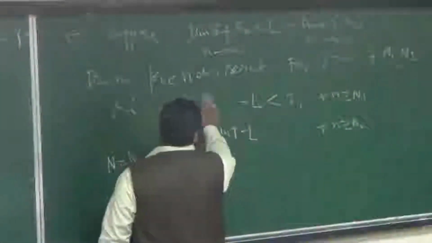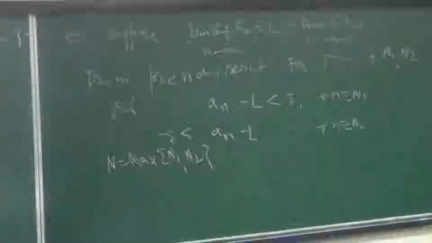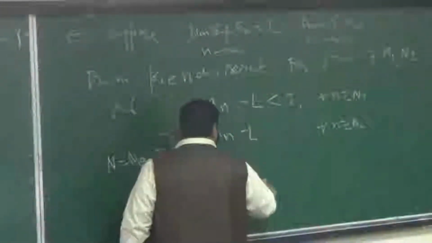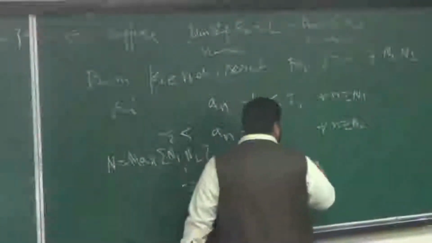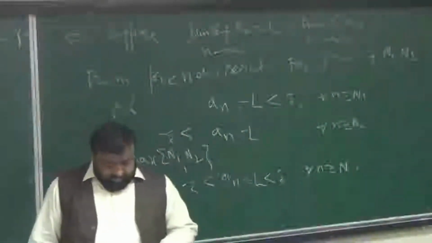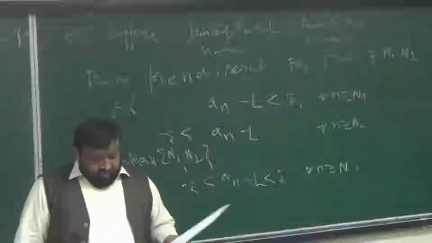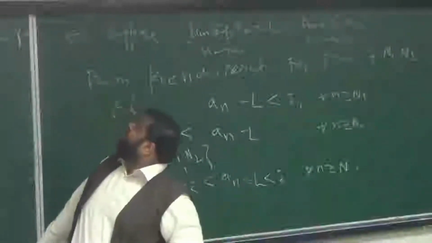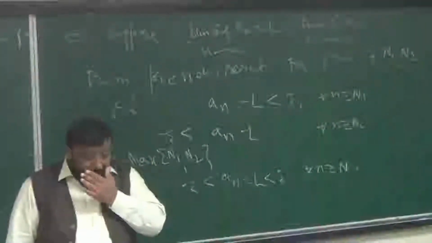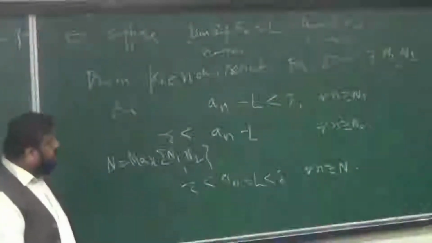So here an comes, and there inf n comes. So you combine both basically, you get an minus L is smaller than epsilon, and bigger than minus epsilon for all n bigger than or equal to capital N. Okay. ठीक है?